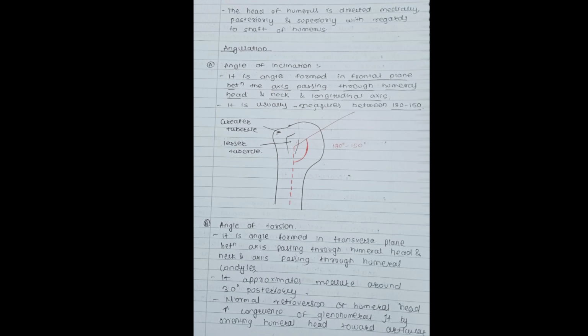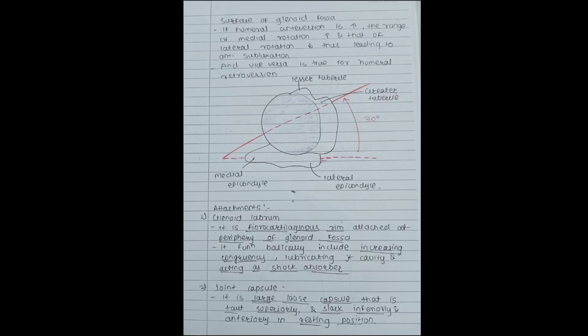Second is the angle of torsion. It is the angle formed in the transverse plane between the axis passing through the humeral head and neck and the axis passing through the humeral condyles. It is measured around 30 degrees posteriorly. You will understand better from this diagram.